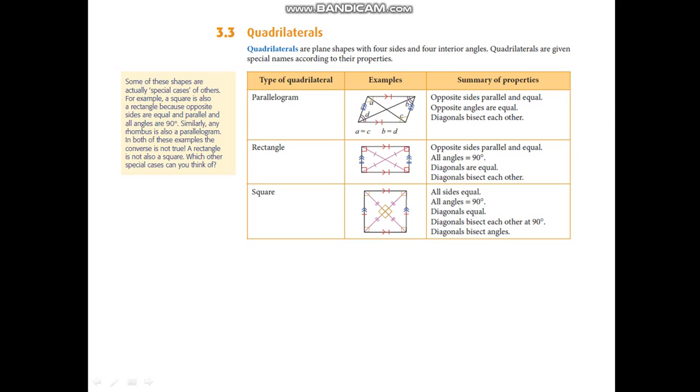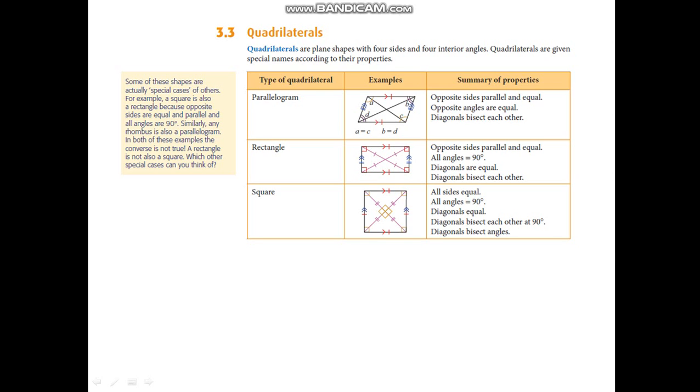And rectangle. What is a rectangle? Opposite sides are parallel and equal. All angles are right angles, or 90 degrees, and diagonals are also equal. Diagonals are equal in a rectangle, and diagonals bisect each other.